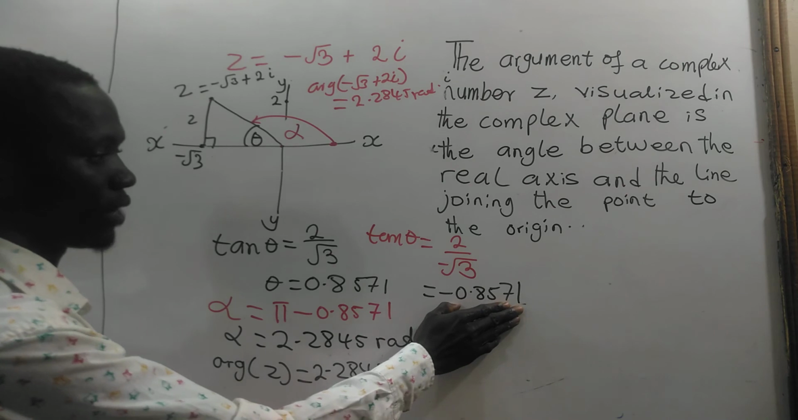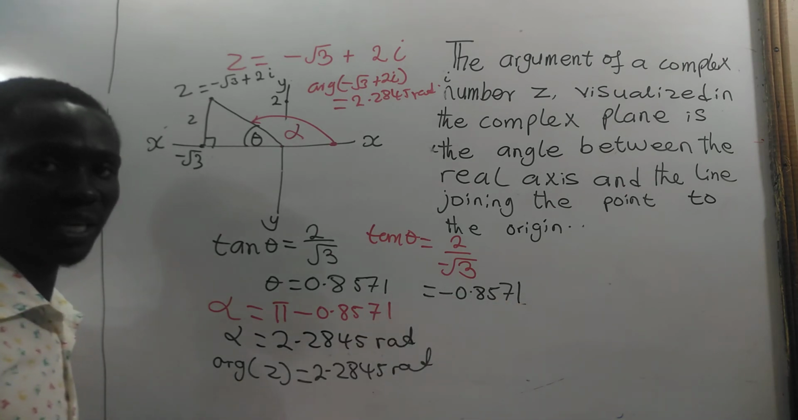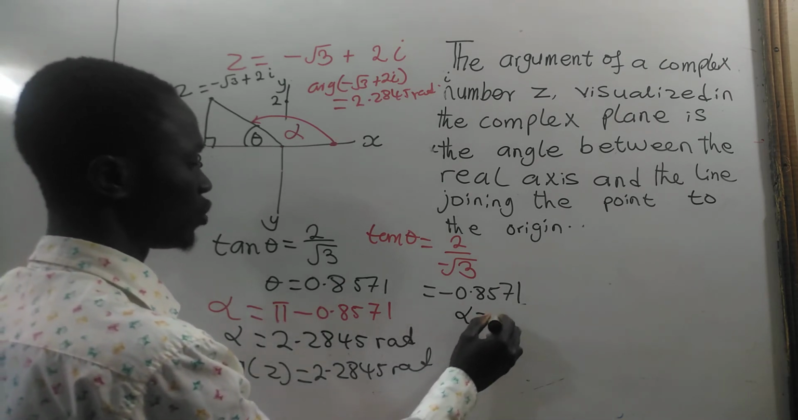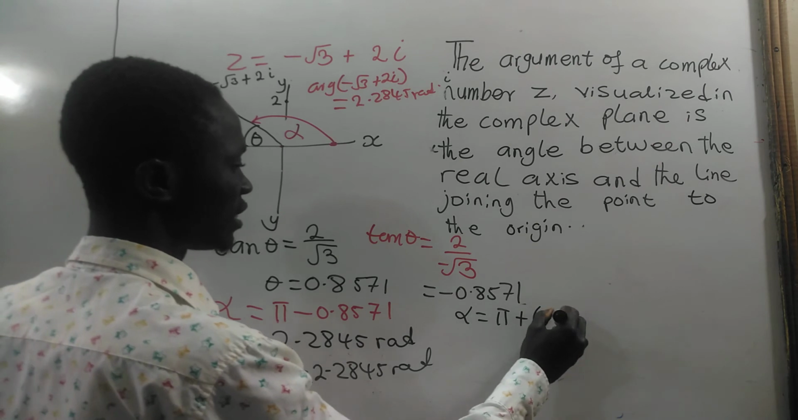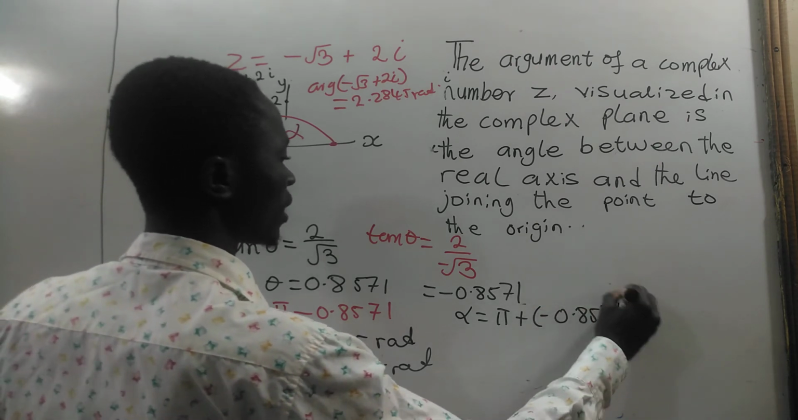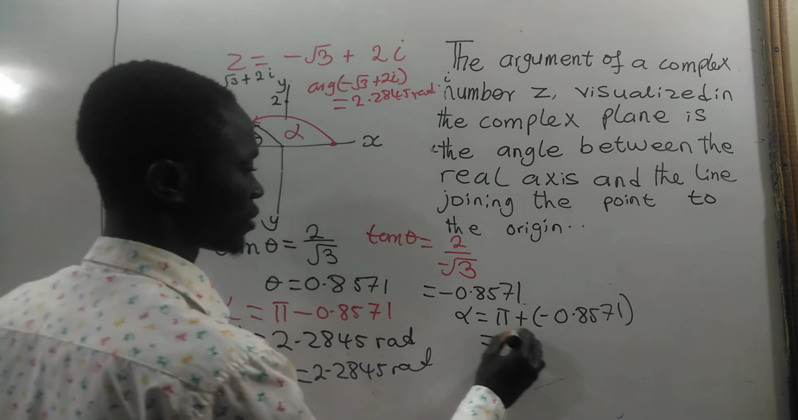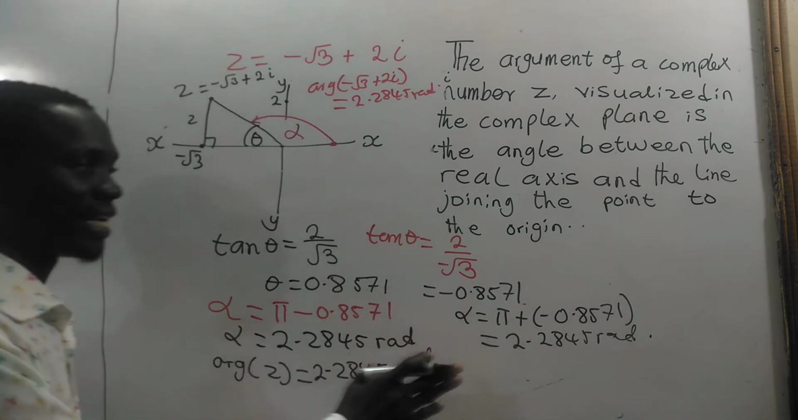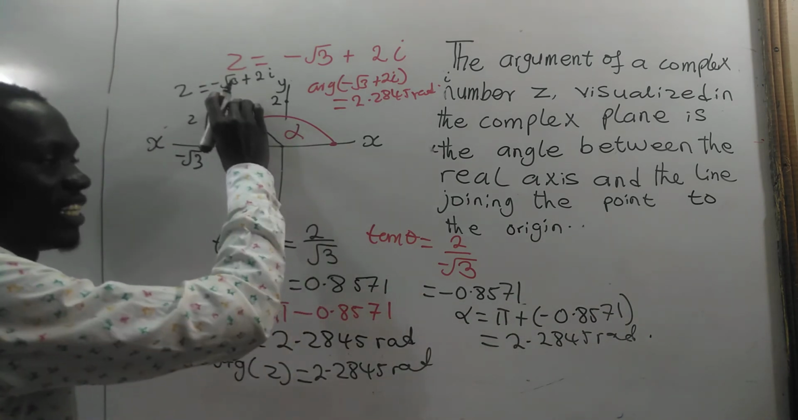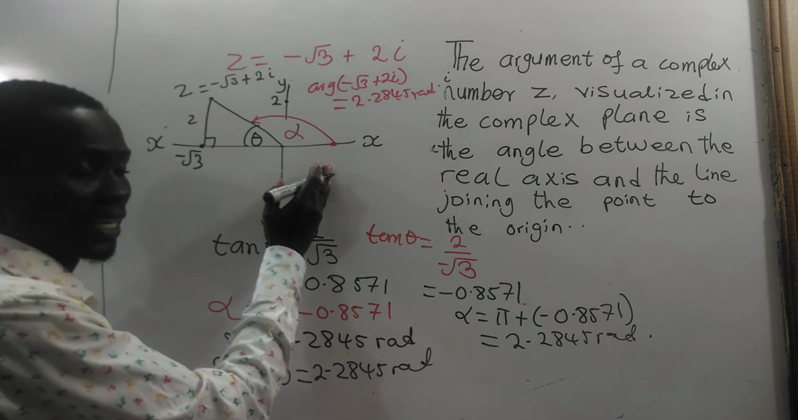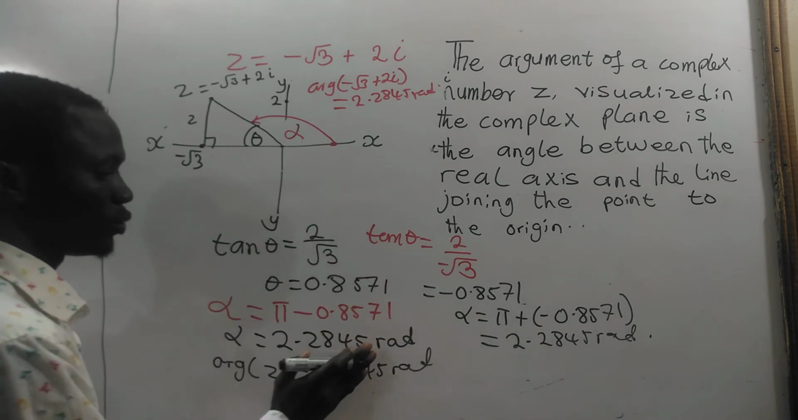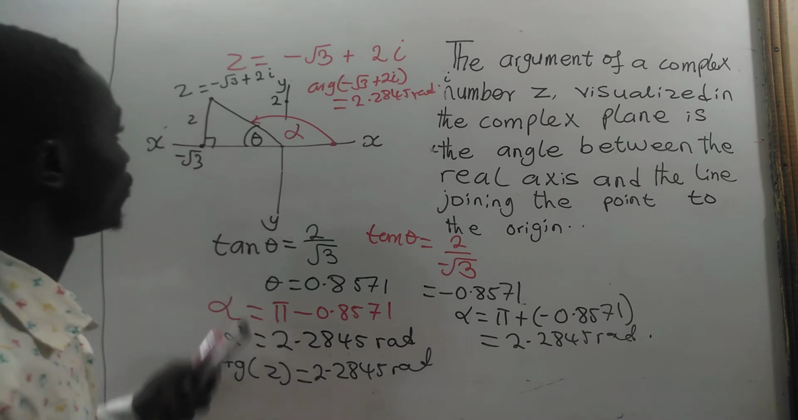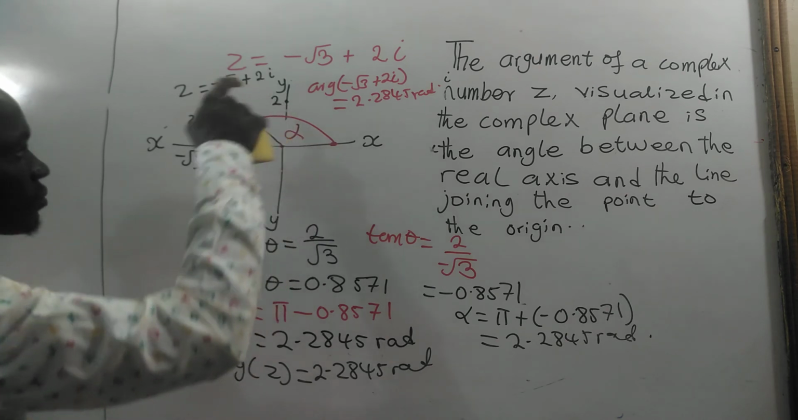Now, if we take this part, we are going to get negative. And if we get that one, we are not going to subtract it as we did here, but we are going to write our alpha to be equal to pi plus negative 0.8571. And this will give us the same answer as 2.2845 in radians. So take note, if you are in this quadrant or you are in this quadrant, you can take the negative sign. If you take the negative sign, you add. If you take the positive, you are going to do what? Subtract. Very simple.